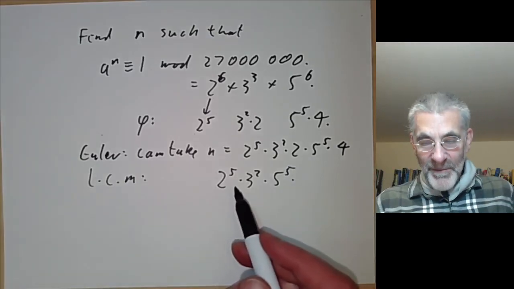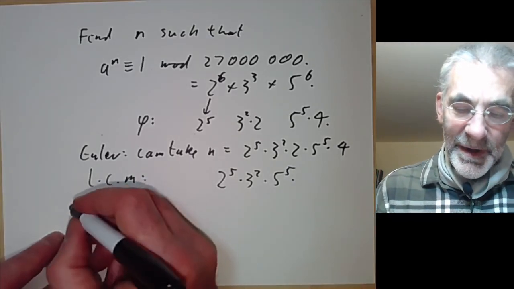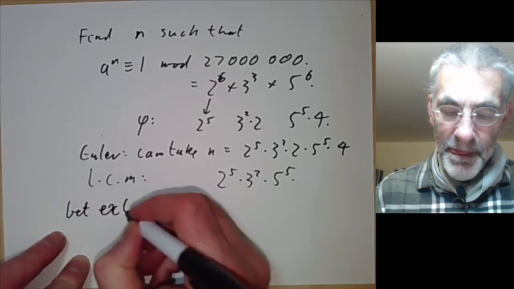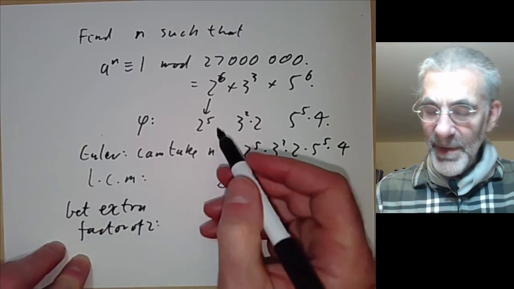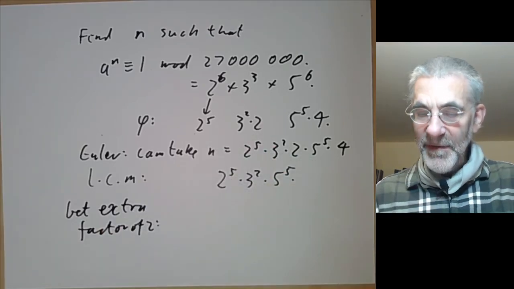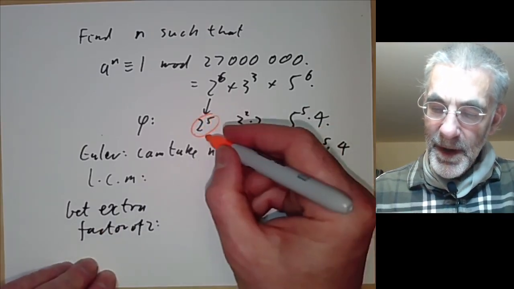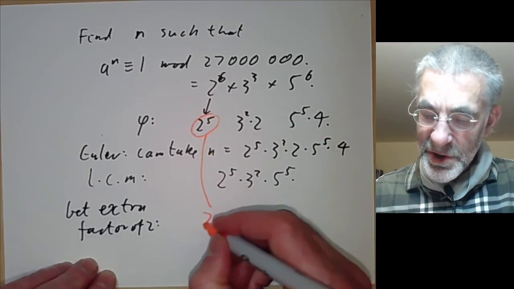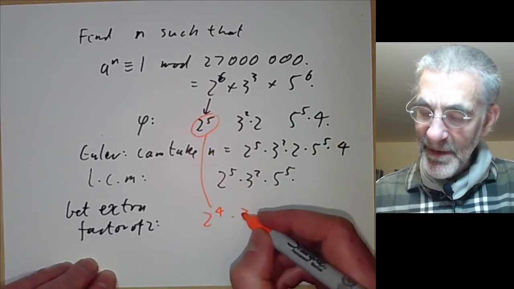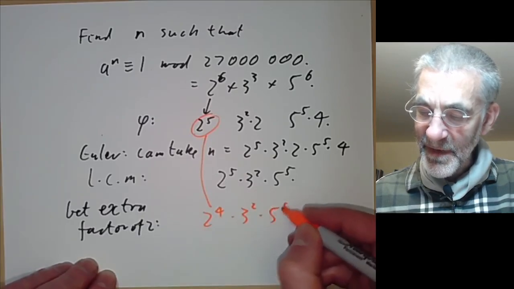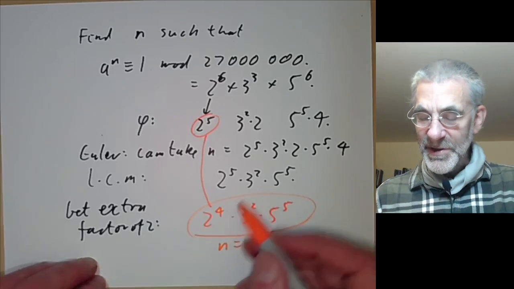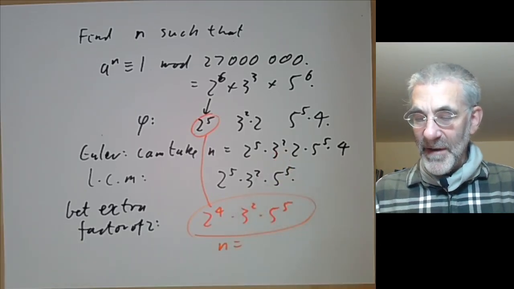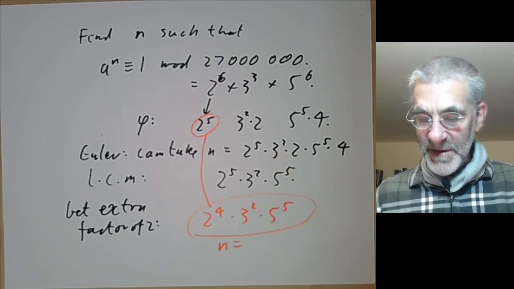But we can do even better. We can get an extra factor of 2, because instead of taking 2 to the 5, we can instead use 2 to the 4. And then, of course, we've still got the 3 squared times 5 to the 5. So we can take n to be this number here, which is considerably smaller than the number that Euler gives.